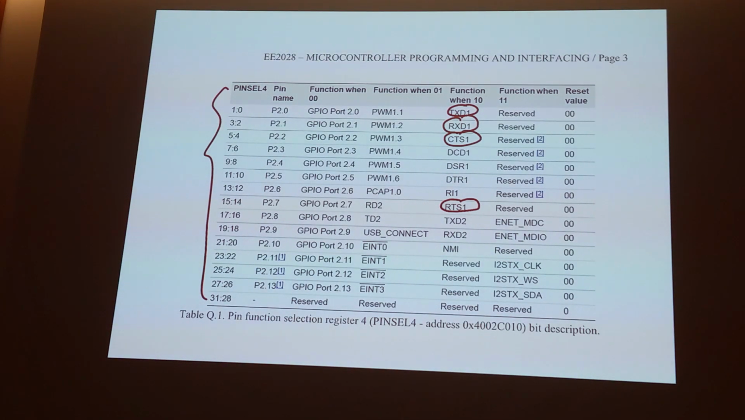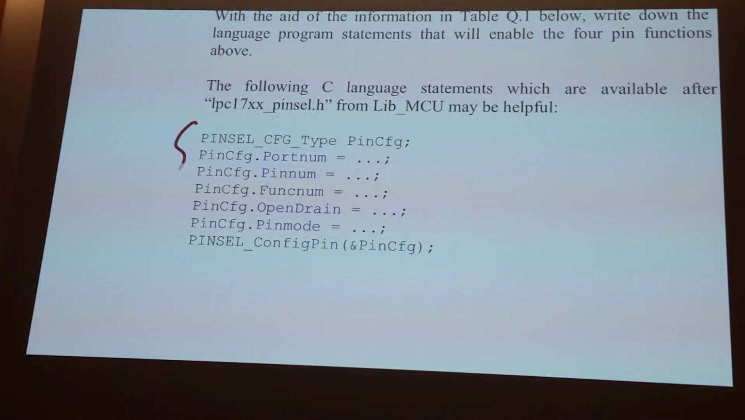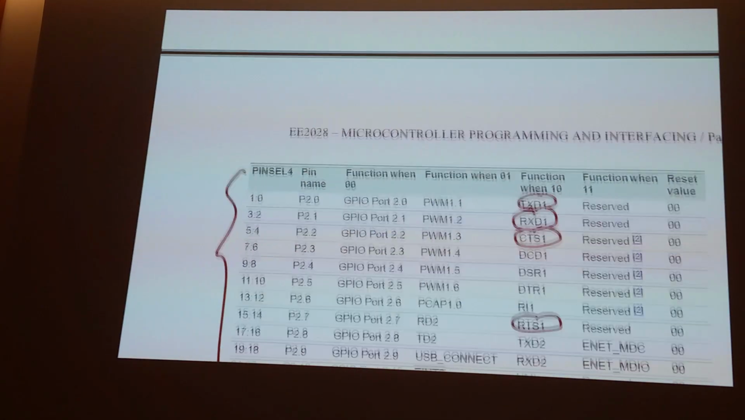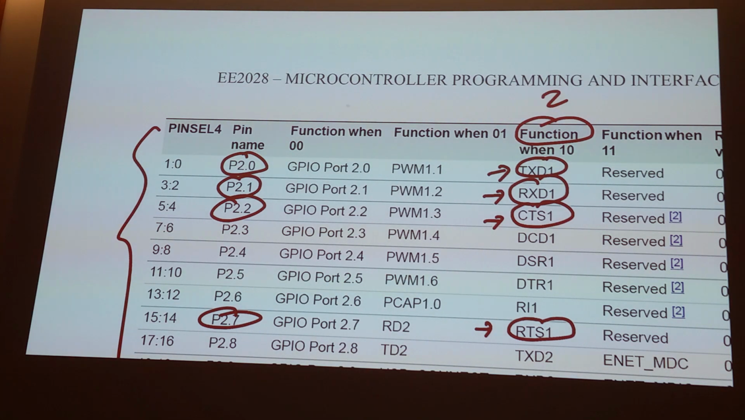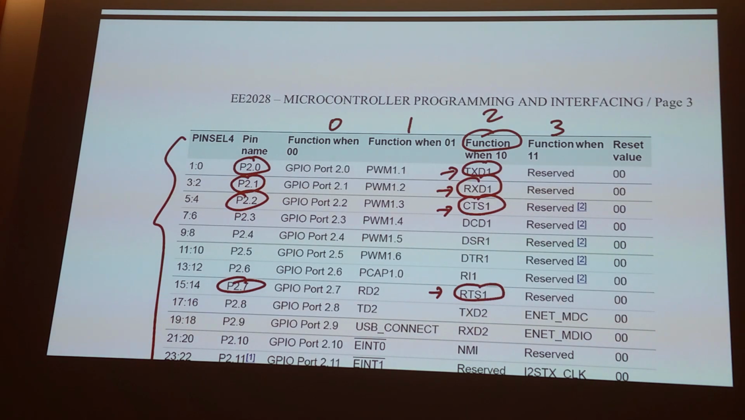How to do that? Pin configuration. Nicely, this one is given as well, so you just copy over. To get these four functions, you need to set these four pins to the correct mode, or the correct function number. What is this number? 10, which in decimal is 2. So this is 0, 1, 2, 3. Each pin can actually get 4 different functions.